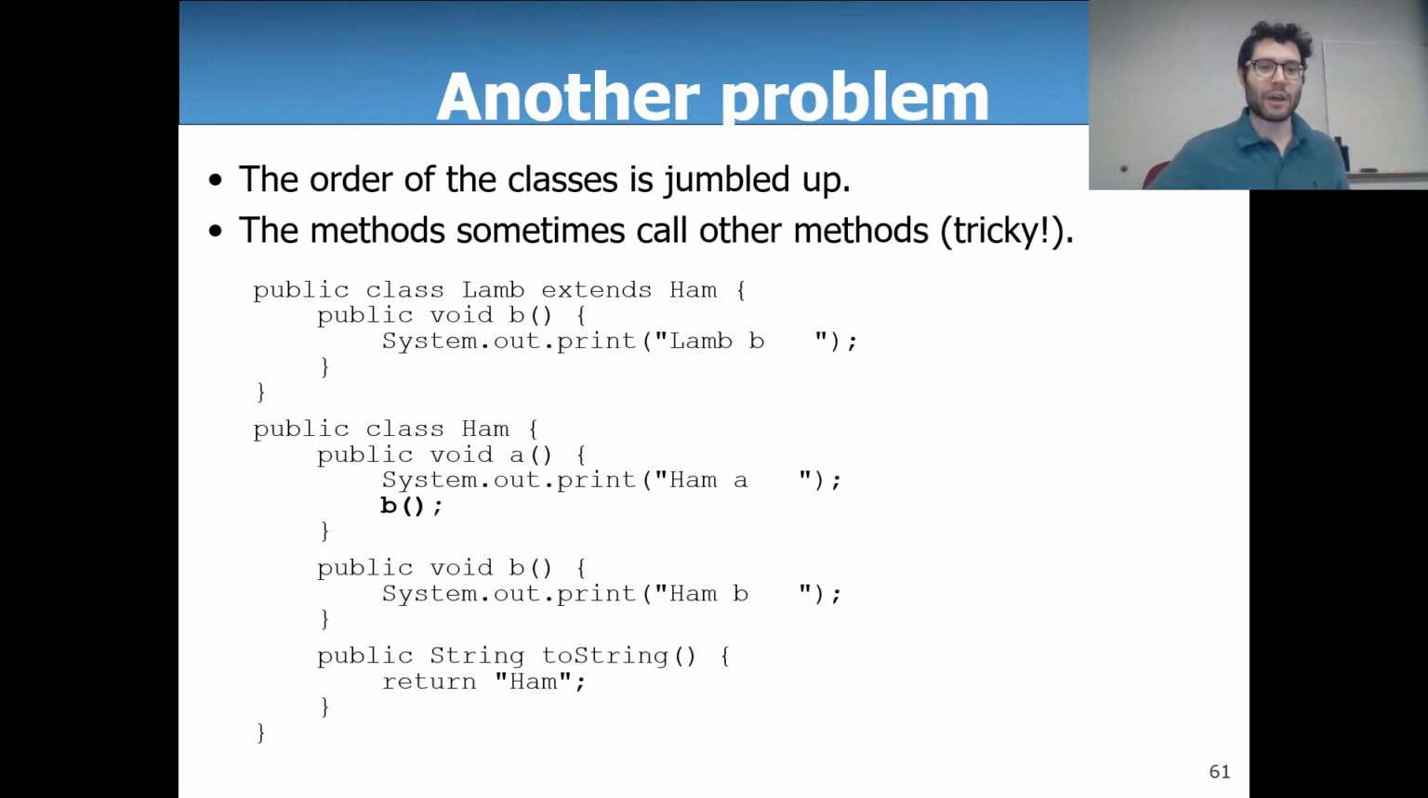And also, in the parent class, in every method call, A calls the method B. So if you call A, you're going to get ham A and ham B. And if you call B, you're just going to get ham B. Right? So that makes things a bit trickier.